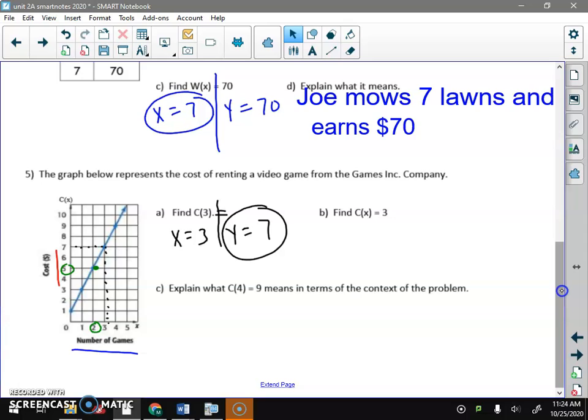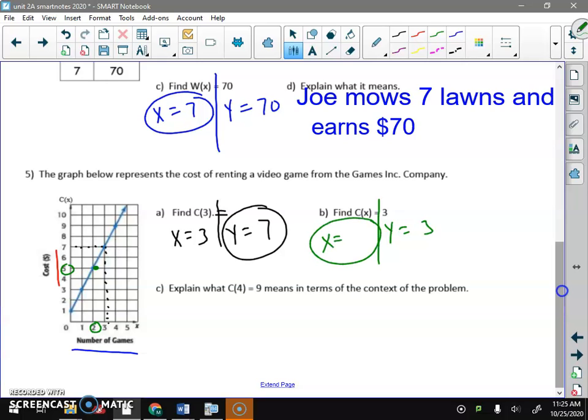Find C of X equals 3. Great Wall. Y equals 3. What does X equal? I'm going to circle it. I'm going to find 3 on the Y column and go over and down to 1. What would that mean? That would mean that if I rented 1 video, it would cost me $3.